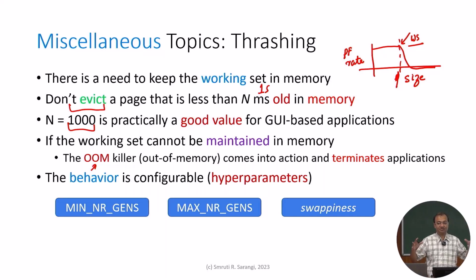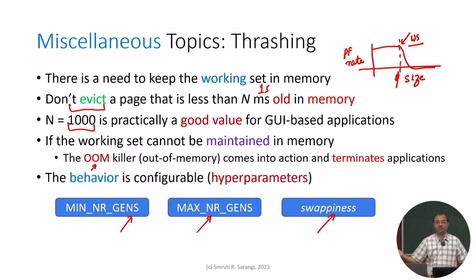So the overall behavior of the MGLRU system is configurable. In the sense, we have a minimum number of generations, a maximum number of generations, and the swappiness. They control the behavior. The number of generations talks about your aggressiveness of eviction, right? What is your fine-grained level of information that you maintain, how many second chances do you give?